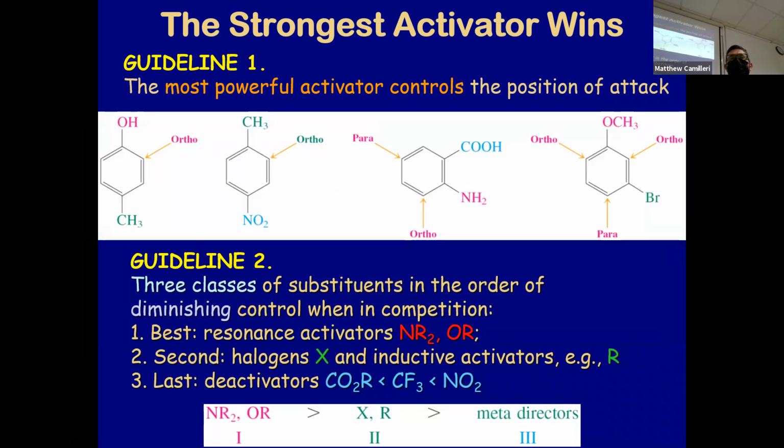So normally this would be either a nitrogen containing group. If there's no nitrogen containing group, it will be the oxygen. If there's no oxygen, it will be the methyl. If there is no methyl, then we have to look at which one is the least deactivating. There are three classes of substituents, as I just told you: amines and phenols, halogens and alkyls, and meta directors. Again, just have an idea. You've already written the list.